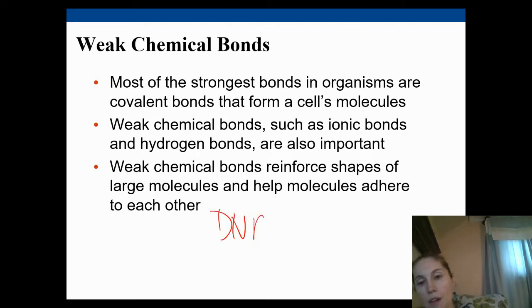And it helps the molecules adhere to each other. So those 2 strands would be an example of that. Or water molecules staying together, which you'll see in the lab that we do for those.